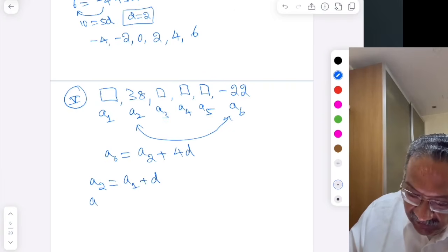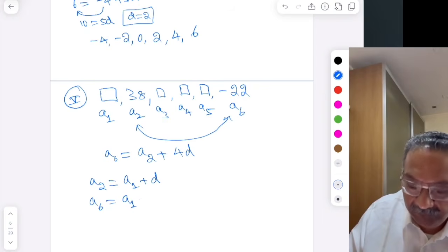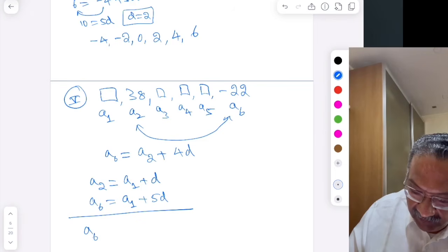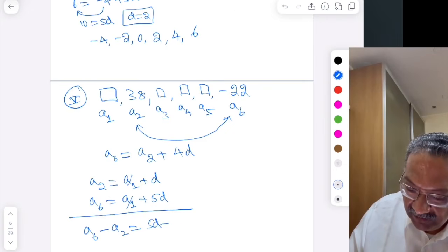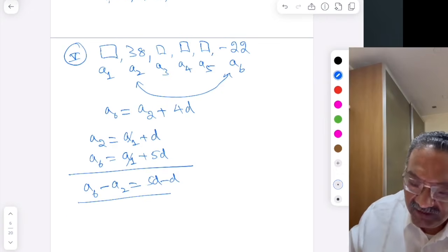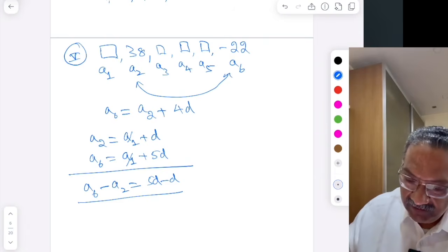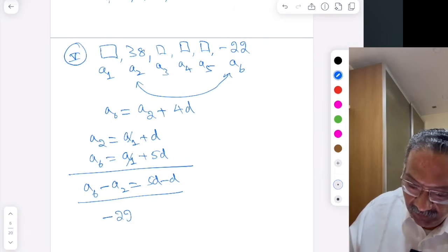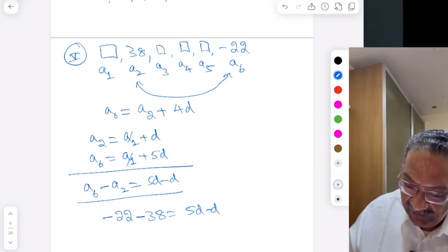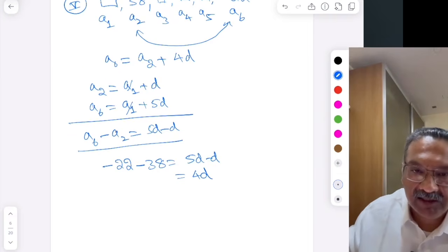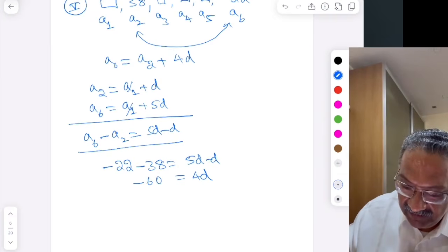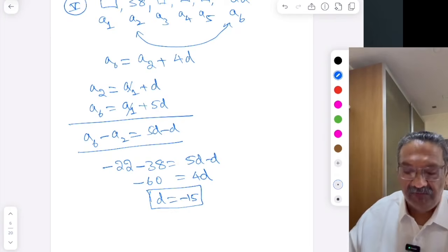Okay? And a6 is equal to a1 plus 5d. If you subtract the two, a6 minus a2 is equal to, a1 cancels, 5d minus d. So a6 minus a2 is equal to 4d. a6 is given as minus 22, minus a2 which is 38, is equal to 5d minus d, which is 4d. Minus 22 minus 38 is minus 60. So d is minus 15. So we got d as minus 15.